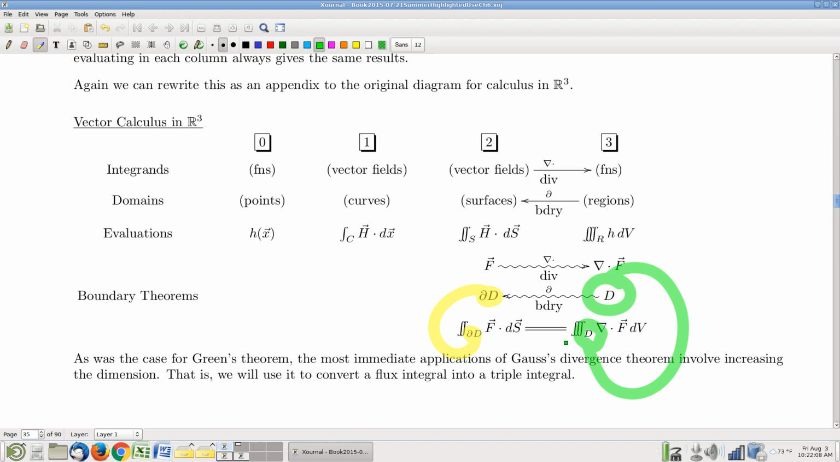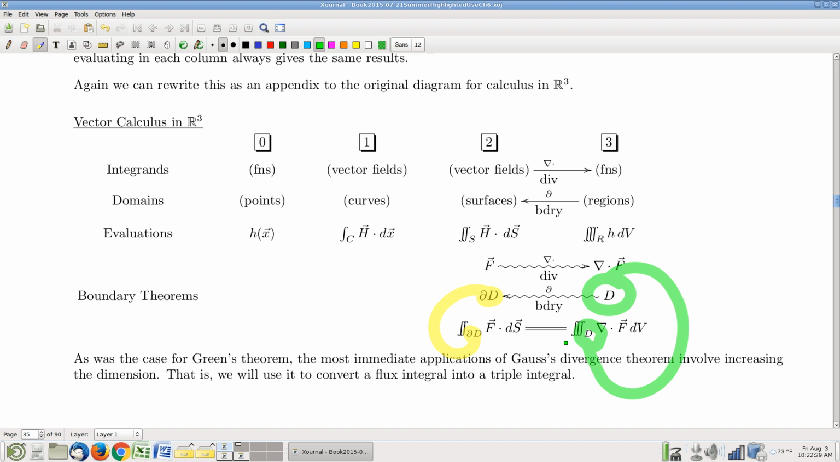If your surface is not a boundary of anything, then there is no triple integral to compute. So it's really important that you make sure your surface is a boundary before you apply this theorem, and that you know what the anti-boundary is. Does everybody see what I'm talking about?